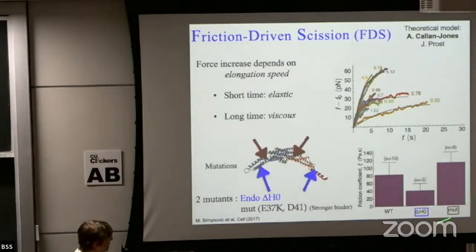And what you can see is that if you remove the amphipathic helix, the friction decreases, based on the same analysis here. And if you now make it more attached to the membrane, you increase the friction, and you see that you have a higher friction.